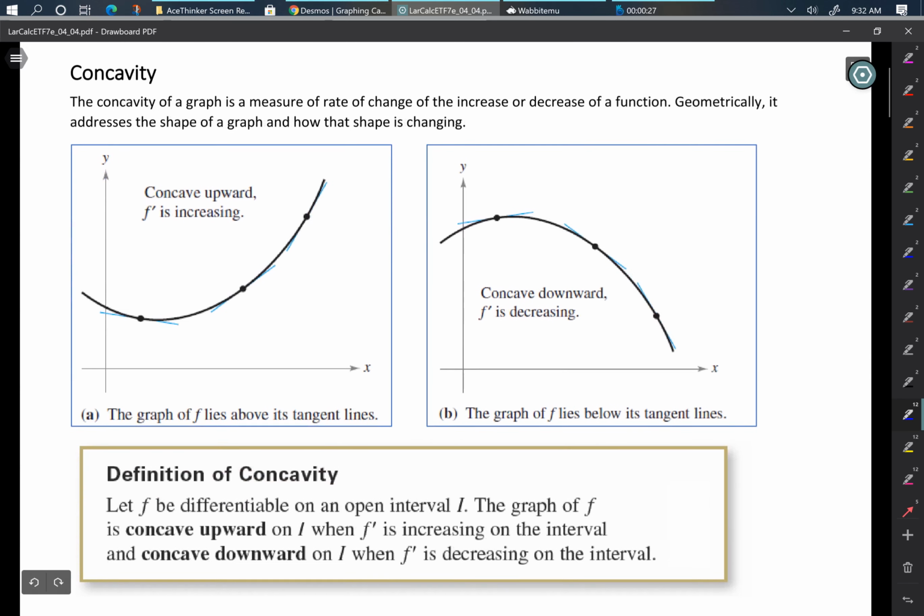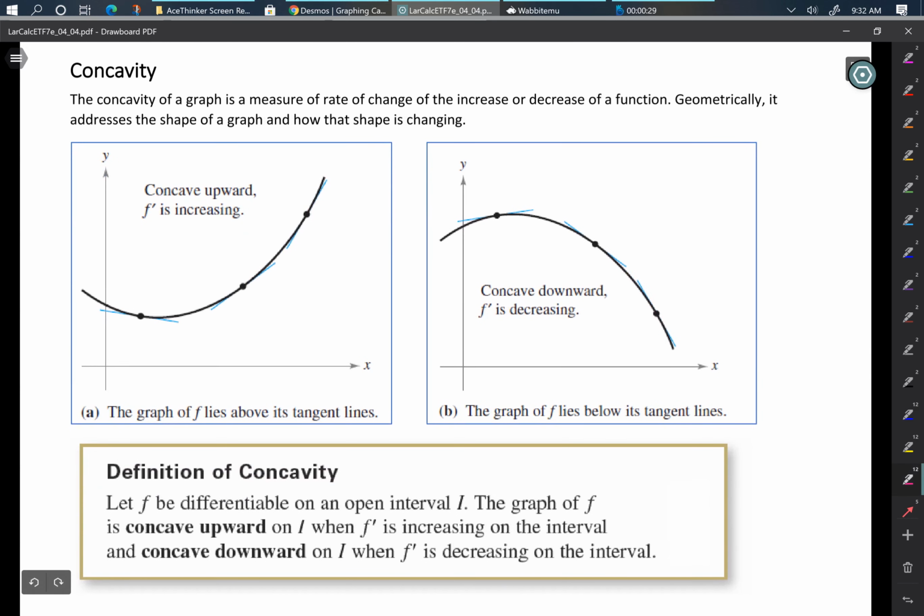All right, so first off, terminology, definitions to be specific. Concavity. Basically, what we have here is concavity is a way to measure the rate of change of the increase or the decrease of a function. Right? Geometrically, what it does is it addresses the shape of a graph and how that shape is changing.